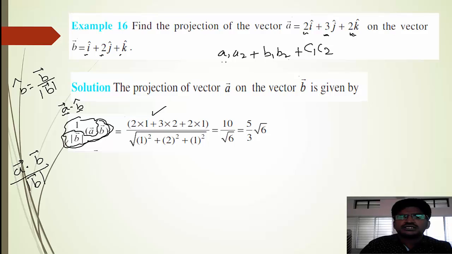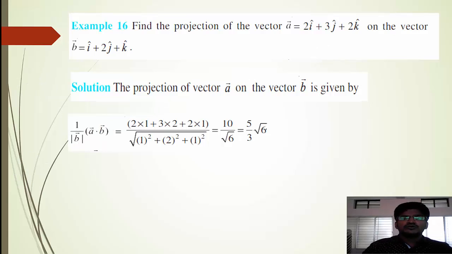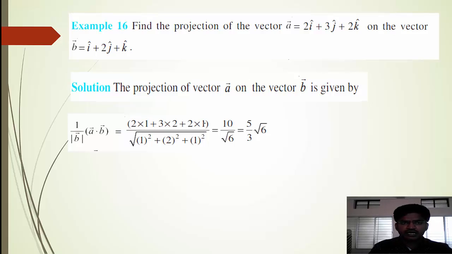Therefore, this is divided by the magnitude of vector B. What is that? The magnitude of vector B is equal to square root of x square plus y square plus z square. That means 1 square plus 2 square plus 1 square, that is root 6. Therefore 5 divided by 3 into root 6 will be the answer for your problem number 16. Clear? Okay, now let us go for the 17th problem.